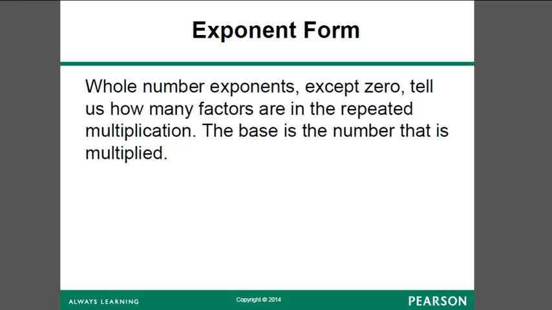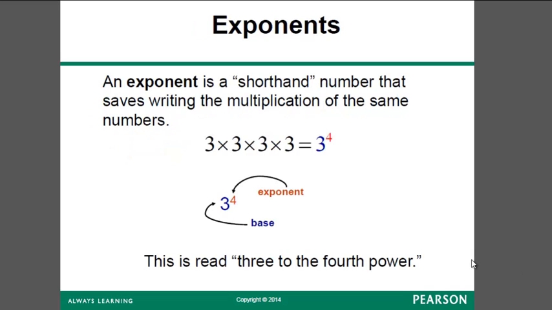When we're talking about exponent form, whole numbers with exponents, except for 0, tell us how many factors are in the repeated multiplication. The base is the number that is being multiplied. Let's look at what I mean by that. An exponent is a shorthand number that saves writing the multiplication of the same number.